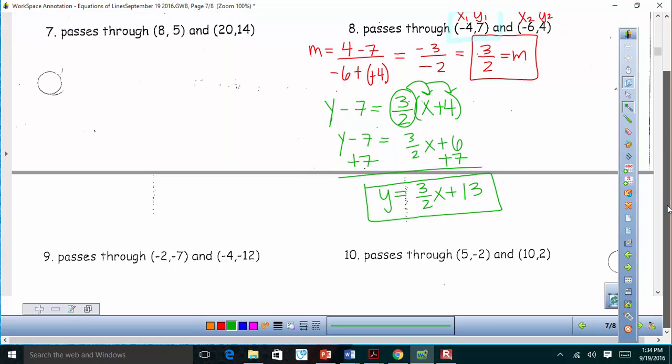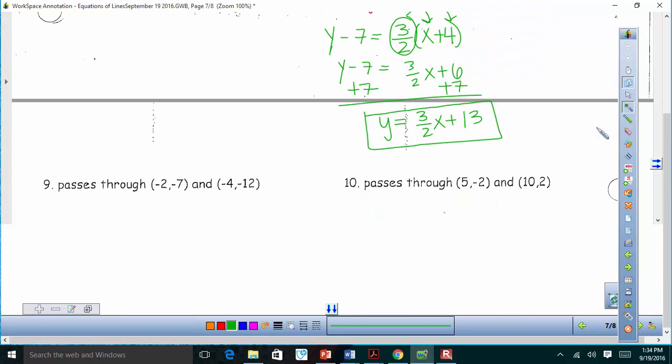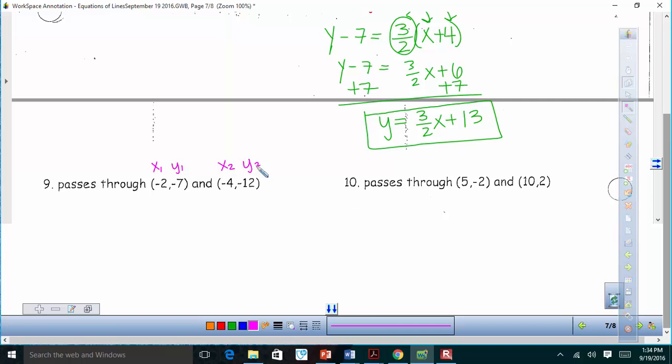Okay, we're going to do one more with a negative, and then we'll talk about vertical and horizontal lines. So let's look at 9. In 9, what's the very first thing that I want to do? Label my points. So I'm going to do x1, y1, x2, and y2. Okay?